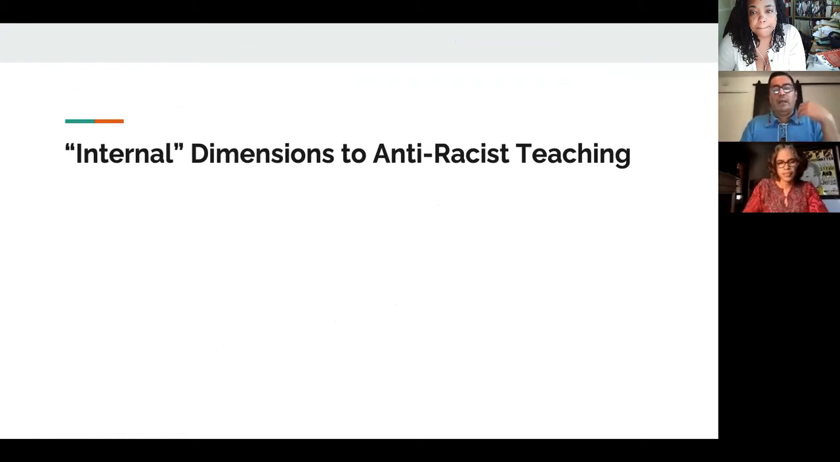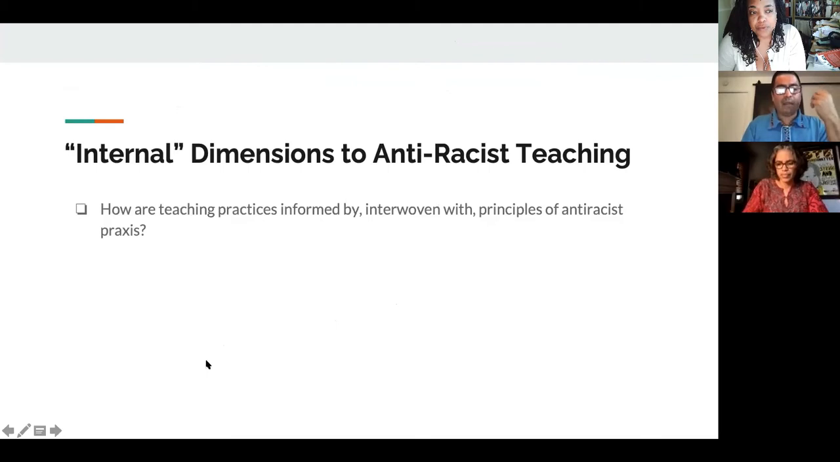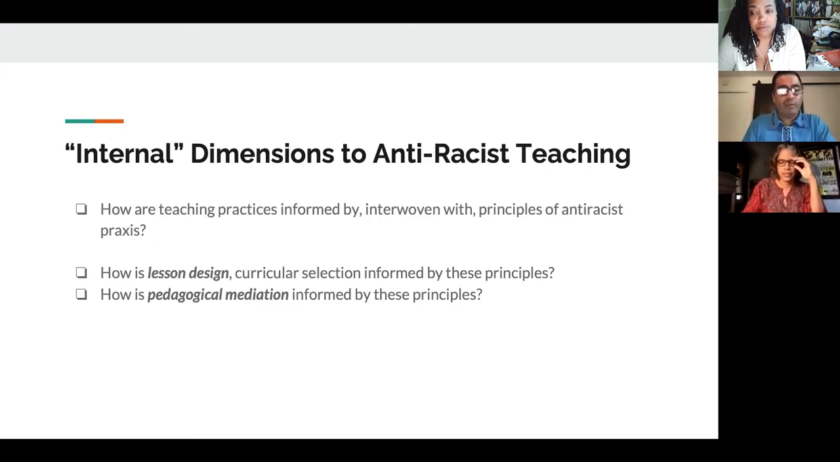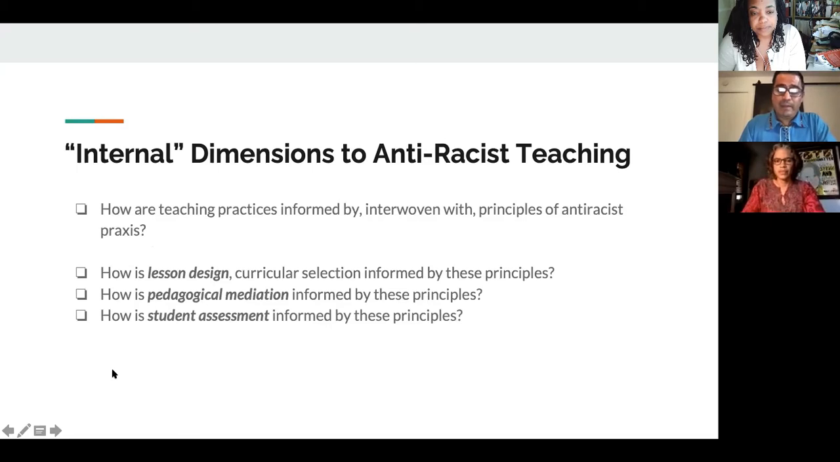But in the context of anti-racist teaching, the internal questions to ask are, how are teaching practices informed by, interwoven with principles of anti-racist praxis? How, for example, is lesson design and curricular selection informed by these principles? How is pedagogical mediation, the breaking down, the scaffolding, informed by these principles? How is student assessment informed by these principles?